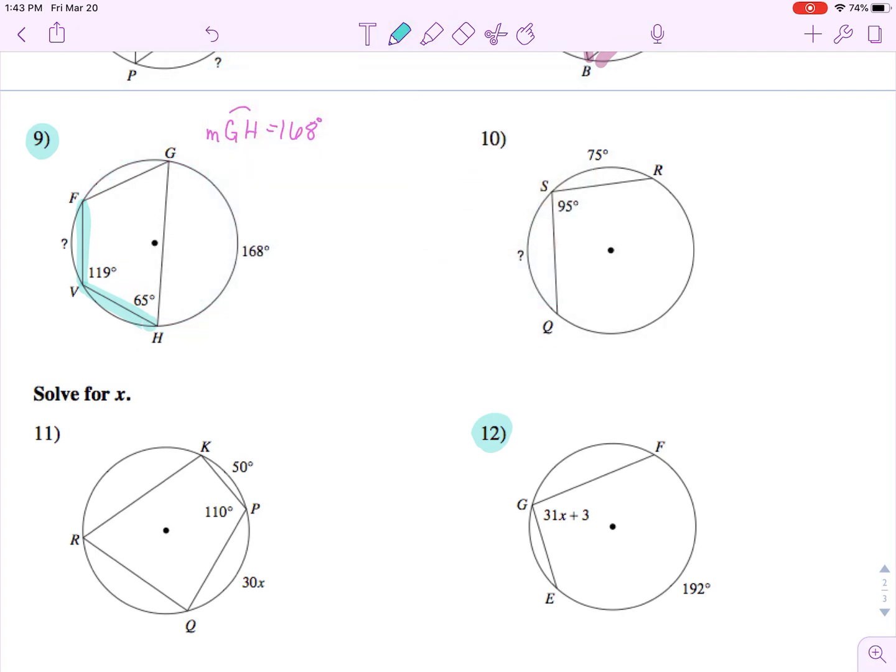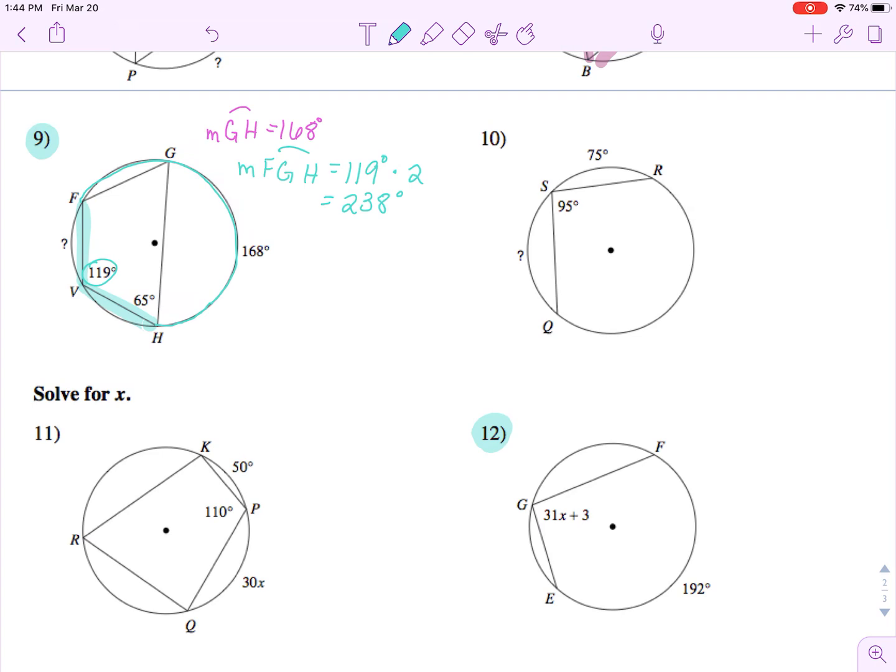That looks like I just circled the entire circle. Maybe that will help. Okay, so the measure of arc FGH is going to be double of its inscribed angle. So that's going to be 119 degrees times 2, which is 238 degrees.